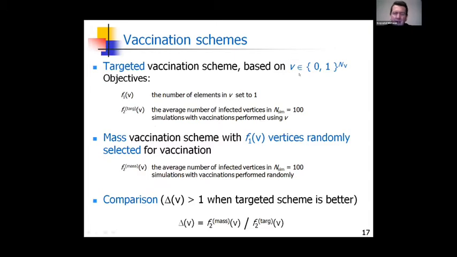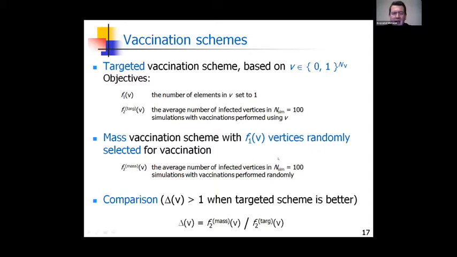So the targeted vaccination scheme used here was, of course, based on the solution. So each solution, as I mentioned before, is a binary vector pointing to the vertices which will be vaccinated, and the objectives are calculated as the number of elements set to 1, which is the number of vaccine doses used, and the second objective is the number of infected vertices after the simulation is complete. And for the mass vaccination scheme, the same number of vertices is vaccinated but randomly selected. And of course, the corresponding F2 objective is the result of the simulations, averaged over 100 simulations, as you can see in the slide.